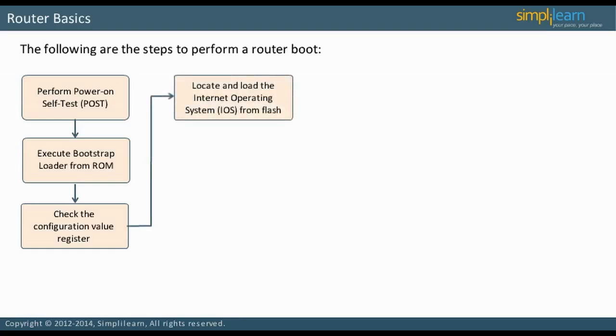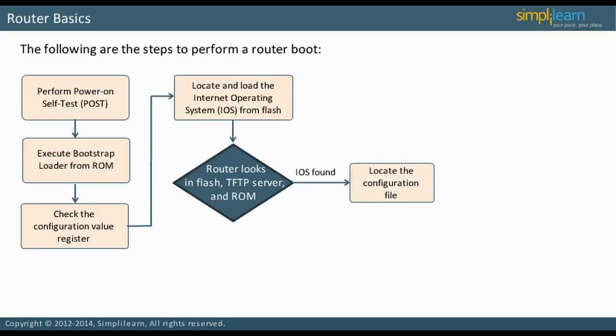Now, locate and load the Internet Operating System, iOS, from Flash. The router looks successively in Flash, Trivial File Transfer Protocol, TFTP server, and ROM, and loads the first iOS found according to the boot order configuration. If the iOS is not found, then the router enters Read-Only Memory Monitor, ROMMON. You need to use a utility to load the iOS before you can use the router.